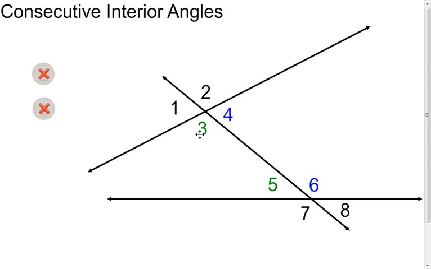So if I pick angle 3, well, the next one down is going to be angle 5 following the transversal. Angle 3 and angle 5 are consecutive interior angles, and then when I go to the other side of the transversal, angle 4 and angle 6 are also consecutive interior angles. And I personally like the same side interior angles because then you can think same side of the transversal on the inside.